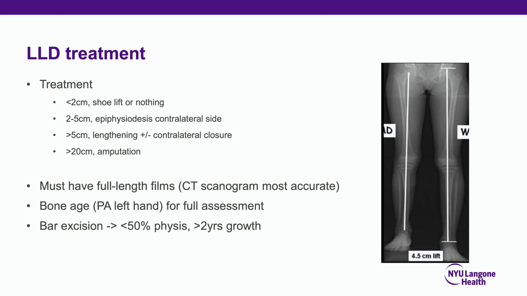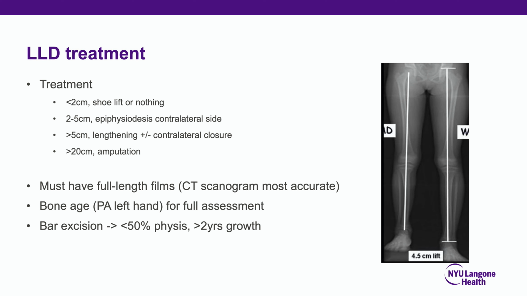For those with a projected discrepancy of 2 to 5 centimeters, you want to discuss with the family epiphysiodesis on the contralateral side. This typically occurs through the distal femur and proximal tibia because these are the areas of greatest growth. Any discrepancy greater than 5 centimeters should take into account both lengthening of the short leg as well as contralateral epiphysiodesis. And if the discrepancy at maturity is predicted at greater than 20 centimeters, one wants to have the conversation with the family regarding amputation.